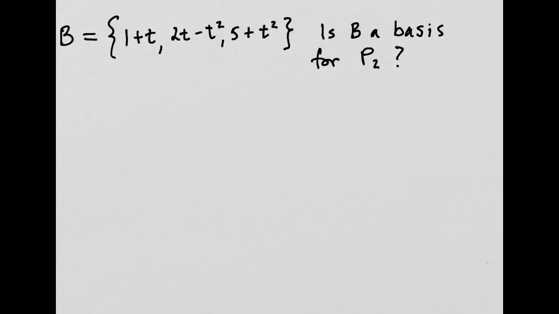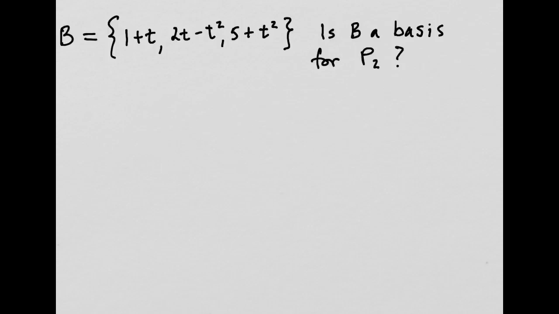In this example, we're given the set B consisting of these three polynomials here, 1 plus t, 2t minus t squared, and 5 plus t squared. And we are asked if this set B is a basis for P2.